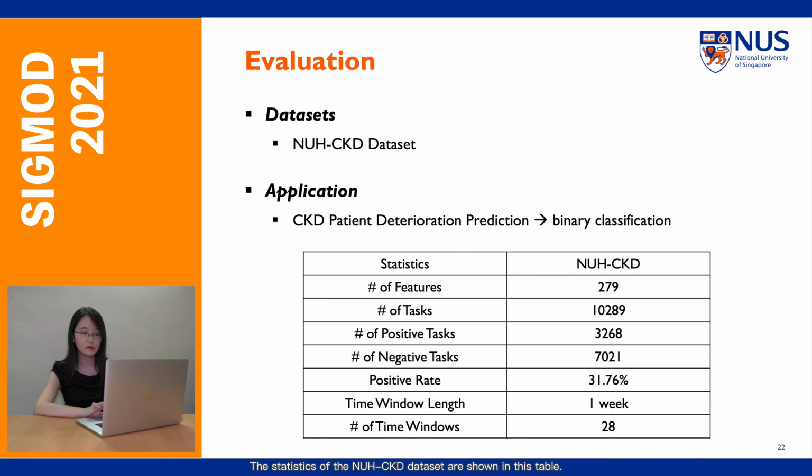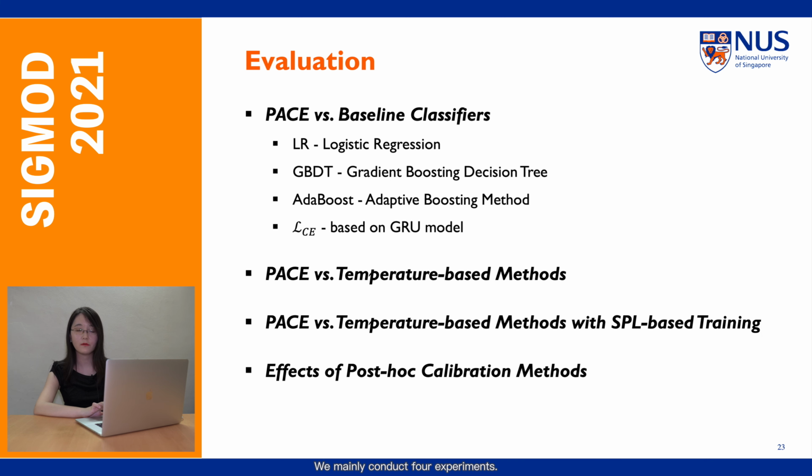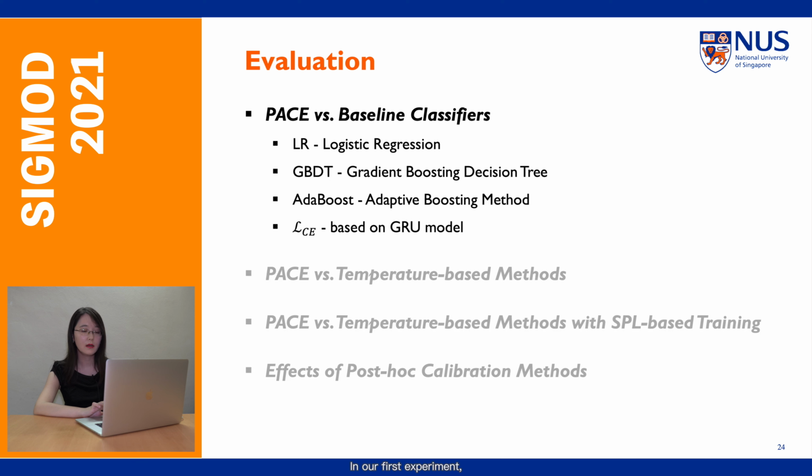The statistics of the NUH-CKD dataset are shown in this table. We mainly conduct 4 experiments. In our first experiment, we compare PACE with several baseline classifiers that are widely used in practice, including LR, GBDT, AdaBoost, and the standard cross-entropy loss function LCE based on GRU model.